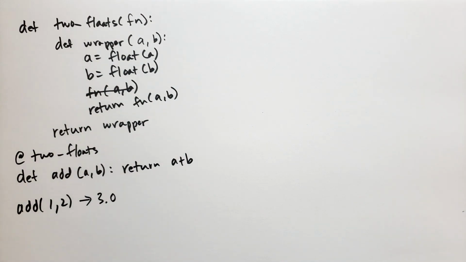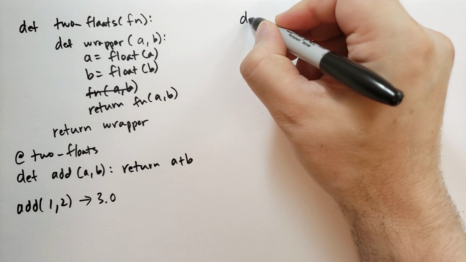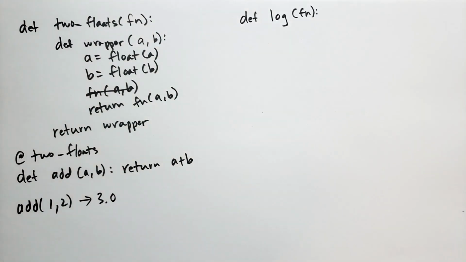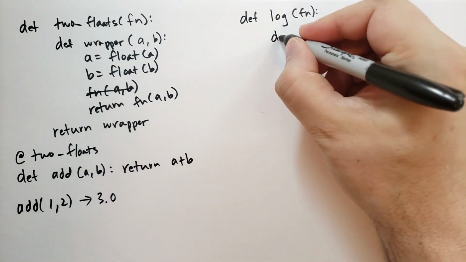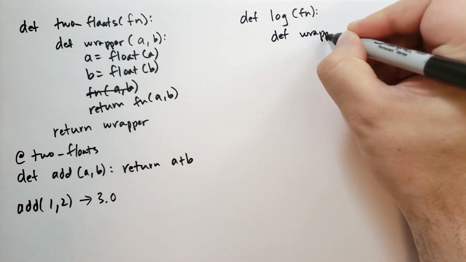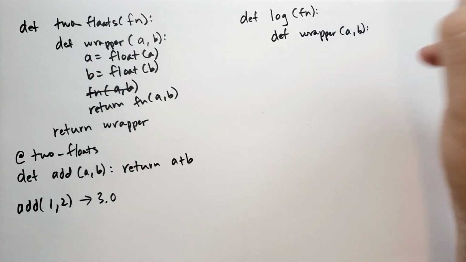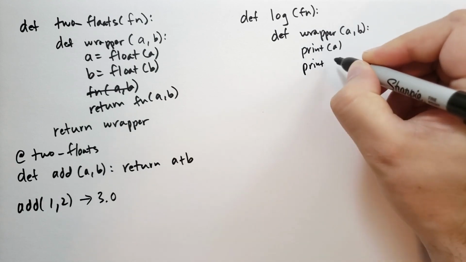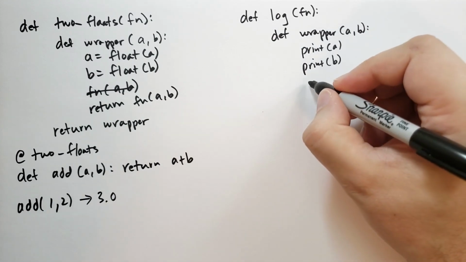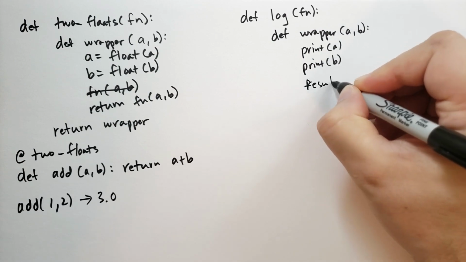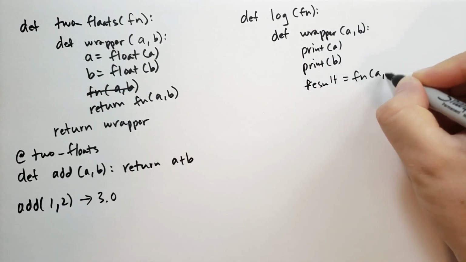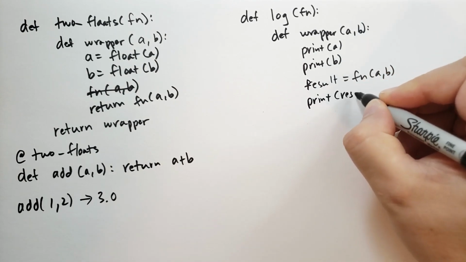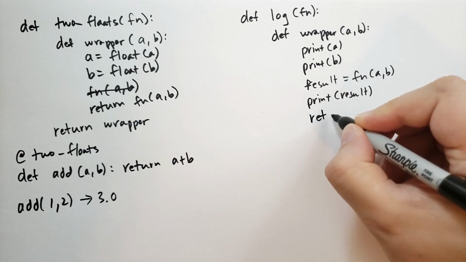We might want to do something before or after the function. So in this case, we want to log. So we're going to do some logging here. So the log decorator is going to take a function. It's going to define a wrapper that takes 2 parameters. It's going to print a, print b, then it's going to say the result is equal to the original function with a and b passed in, and then it's going to print the result, and then it's going to return the result.